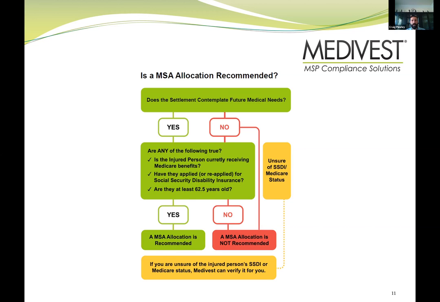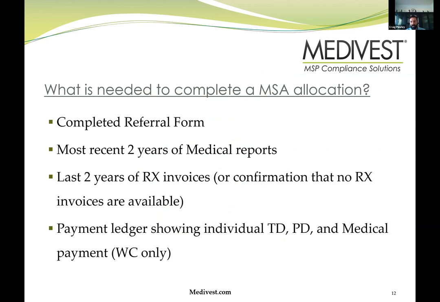So if you do decide to go the route of having an allocation done, what do you need? You need a completed referral form. The MSA is going to be based off the last 2 years of narrative medical reports on a liability case. The last 2 years of prescription invoices. These are in workers' comp, you have to have them. In liability, they're not required if we're preparing the allocation.